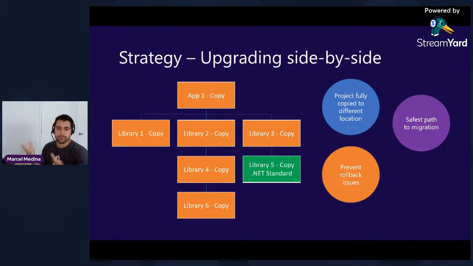And you're pretty much preventing rollback issues. Because if you have implemented something and it's no longer working, you could do a rollback, because you have the previous source code. So we basically have something happening in parallel.